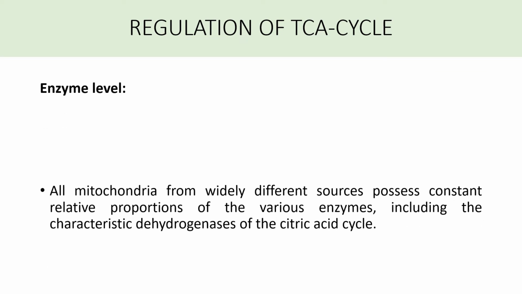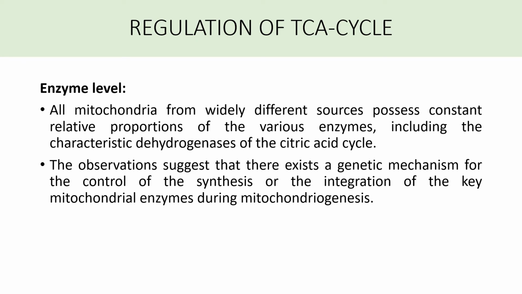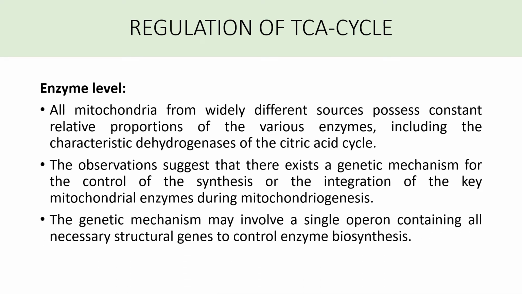Then on the enzyme level, all mitochondria from widely different sources possess constant relative proportions of various enzymes, including the characteristic dehydrogenases of the citric acid cycle. The observation suggests that there exists a genetic mechanism for the control of synthesis or integration of the key mitochondrial enzymes during mitochondriogenesis. The genetic mechanism may involve a single operon containing all necessary structural genes to control the enzyme biosynthesis.